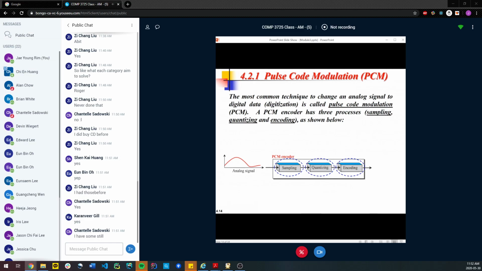My goal is to create a representation of Chantel's yawn. This technique that we're going to go through is called PCM, or pulse code modulation. It has 3 sub-processes within the encoder. It goes through some sampling, then some level of quantization, and then some level of encoding. We'll go through these in a minute. At the end of the day, what I'm trying to get at is a digital representation of Chantel's yawn.